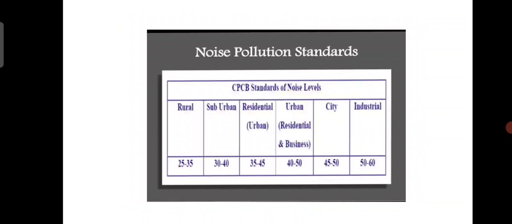The Central Pollution Control Board gives the standards of the noise level. In rural areas, 25 to 35 decibel in A weighing scale is permitted, in suburban areas 30 to 40 decibel in A scale, and in residential areas in urban areas 35 to 45 decibel in A scale is permitted. In a city 45 to 50 decibel is permitted, and in industrial areas 50 to 60 decibel should be maintained.